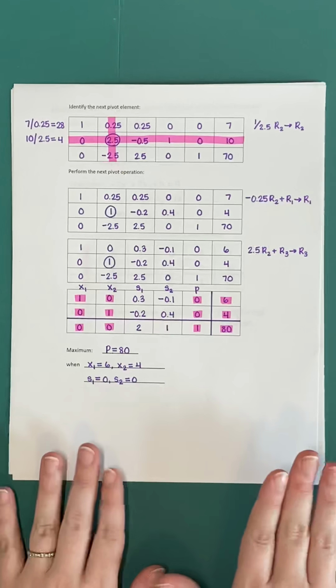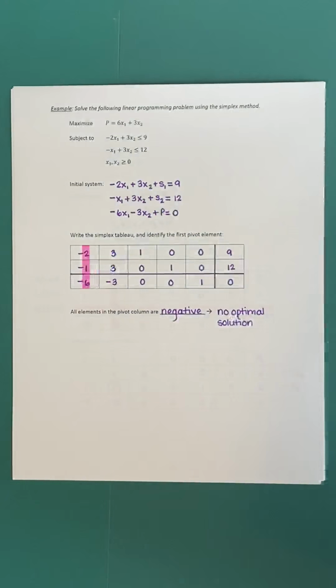So we're going to do a couple more. Let's look at this one. So we want to maximize P is equal to 6x1 plus 3x2, subject to these constraints. So negative 2x1 plus 3x2 is less than or equal to 9, and then negative x1 plus 3x2 is less than or equal to 12.